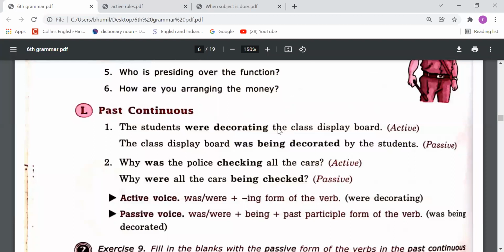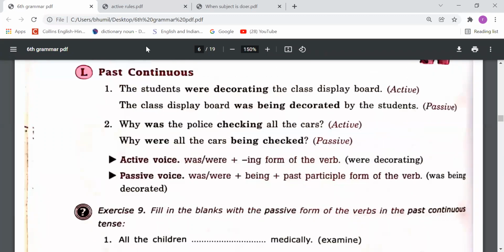But see the second sentence, we have changed this sentence into the passive. The class display board was being decorated by the students, right? And see, we haven't changed the tense. Was is the helping verb of past continuous tense, and we have written the ing form here, so the be form of ing we have to use here, right? And decorate we have changed into the third form. So our sentence will be: the class display board was being decorated by the students. Clear?